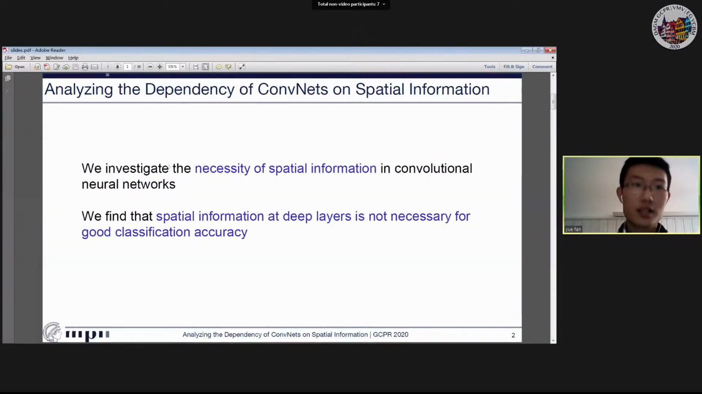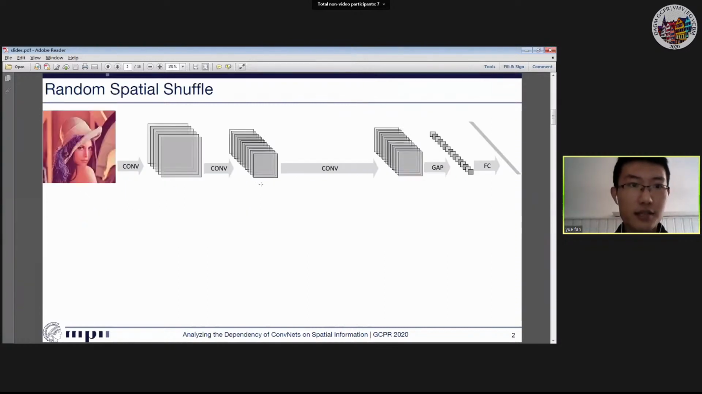Okay, so in this work, we investigate the necessity of spatial information in convolutional neural networks, and we find that spatial information at deep layers is not really necessary for a good classification accuracy. So I'll start with a very interesting experiment. Let's say now we have a very typical classification problem, and we just design a model like this, and then we just train our model.